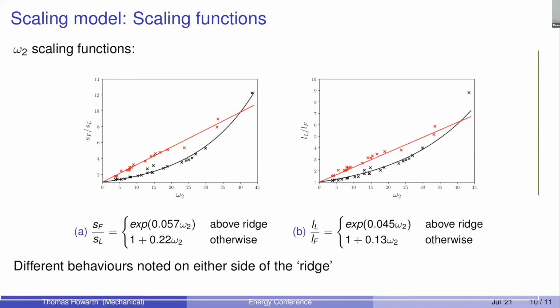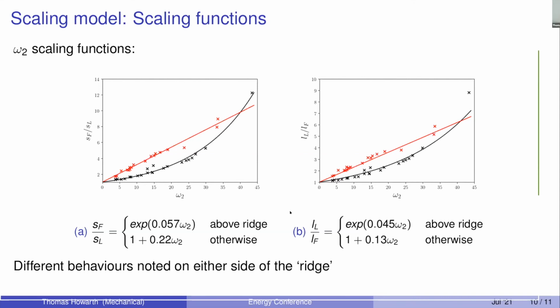So the actual functions we have on these, for the red points, we had a linear function for flame speed. So S_F over S_L means basically the freely propagating flame speed, the flame speed in 2D divided by the flame speed in 1D. Red indicates below the ridge, and black indicates above this ridge. So we see an exponential behavior above the ridge and a linear behavior below the ridge.